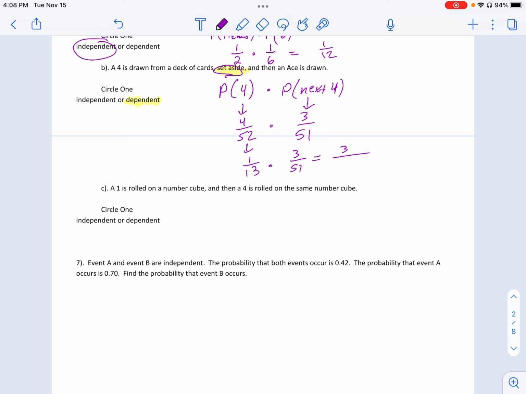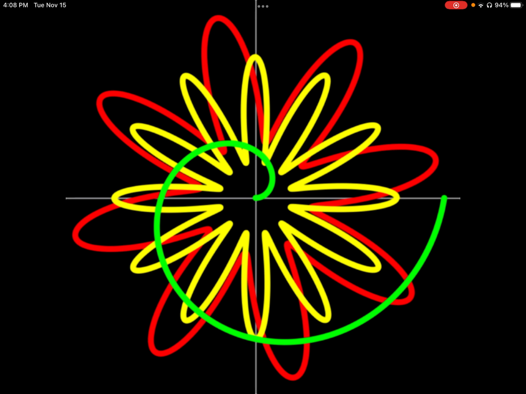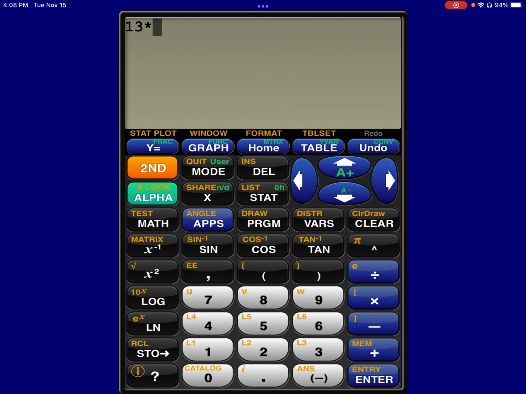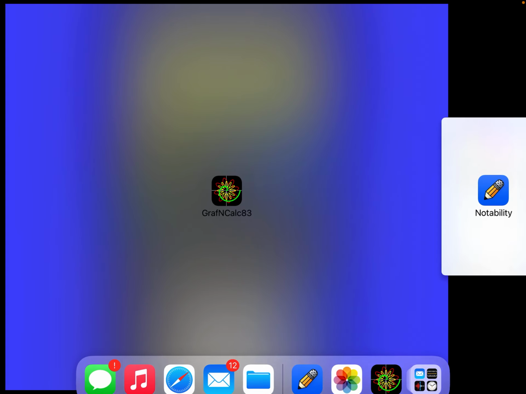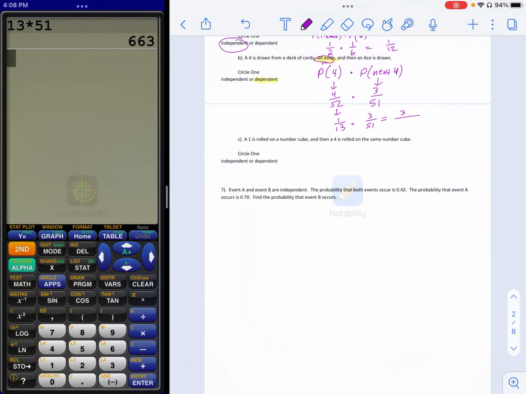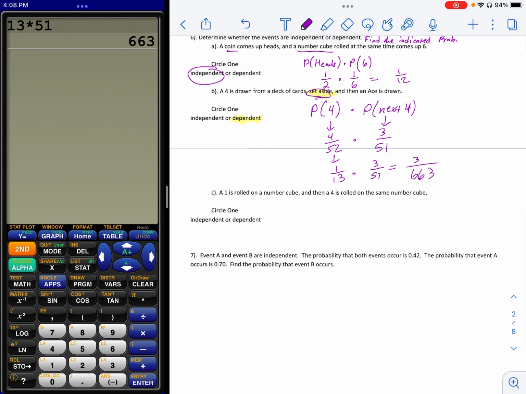So it's going to be 3 over some big number. 13 times 51. There you have it, folks. 663. If you want to know how likely that is, well, let's divide it. 3 divided by 663. That doesn't happen very often.